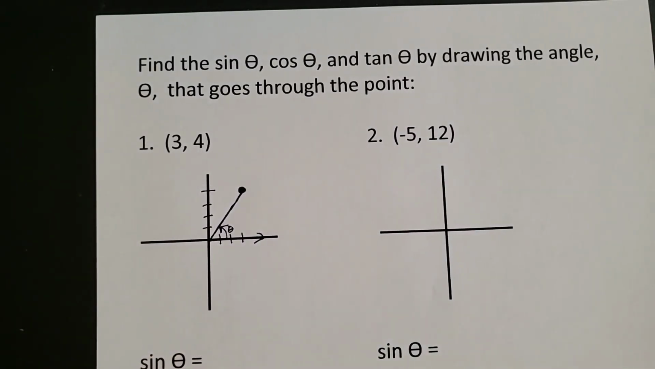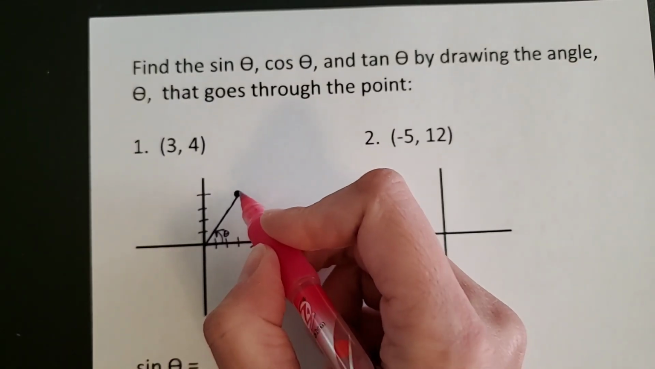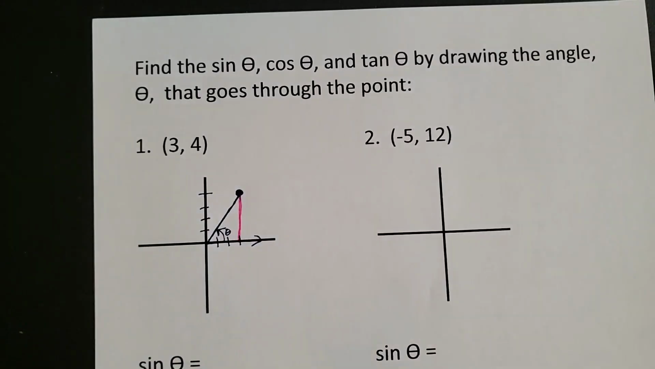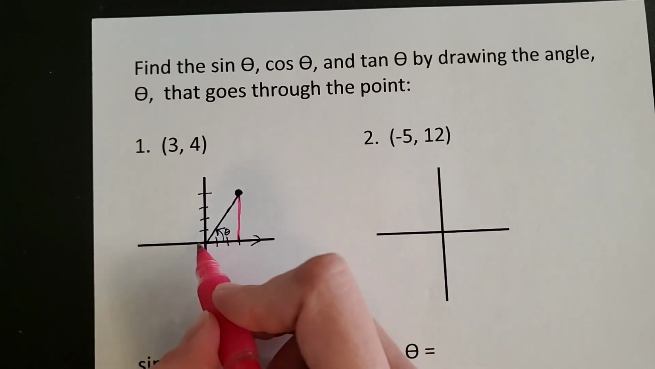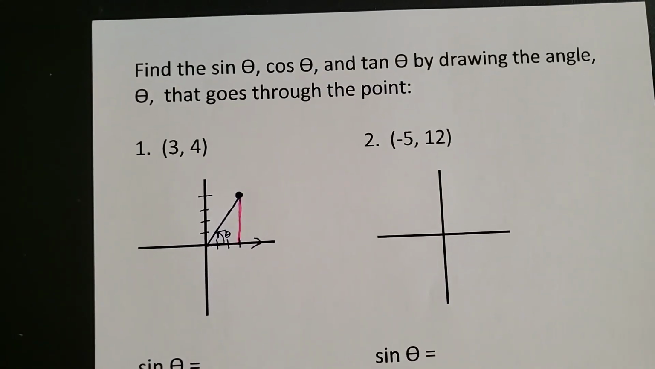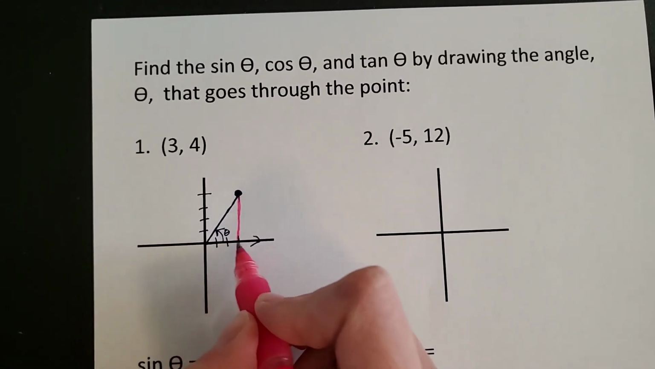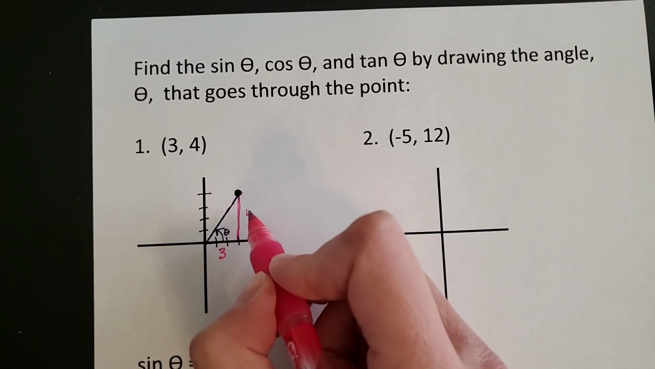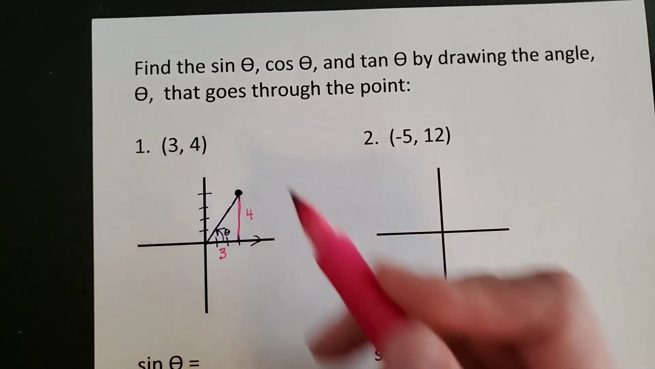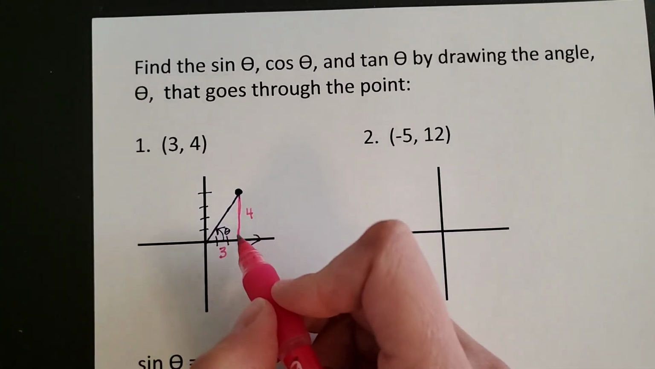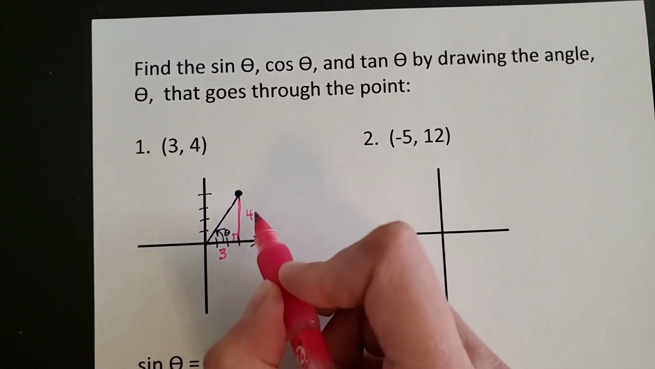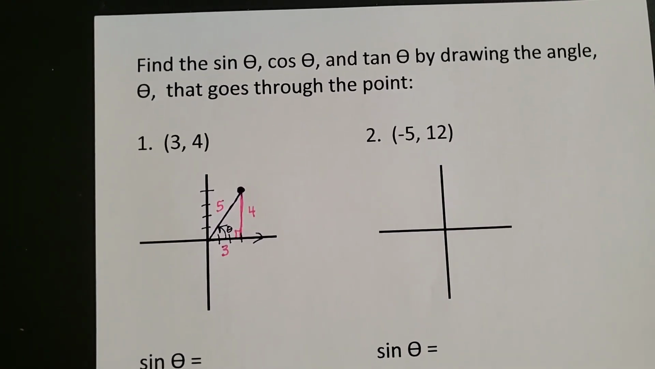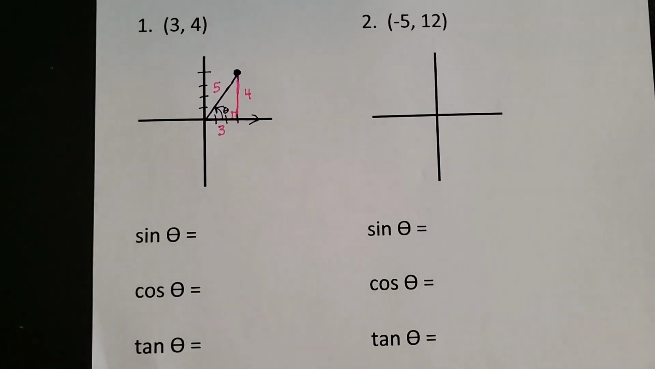Now, notice you can always take from that point and drop down to the horizontal, always to the x-axis, and create a right triangle. This side is length 3. This side we went up 4 because of the point 3, 4, and hopefully you recognize that as a right triangle, 3, 4, 5. If not, you can use the Pythagorean theorem in there. So it's a 3, 4, 5 triangle.